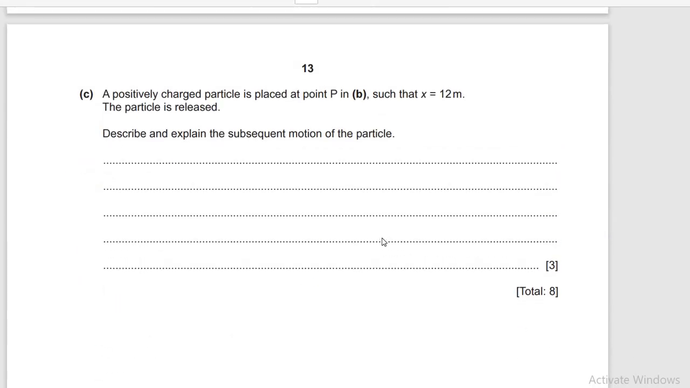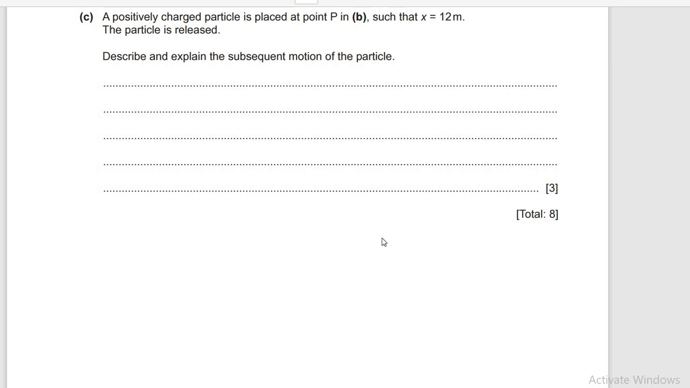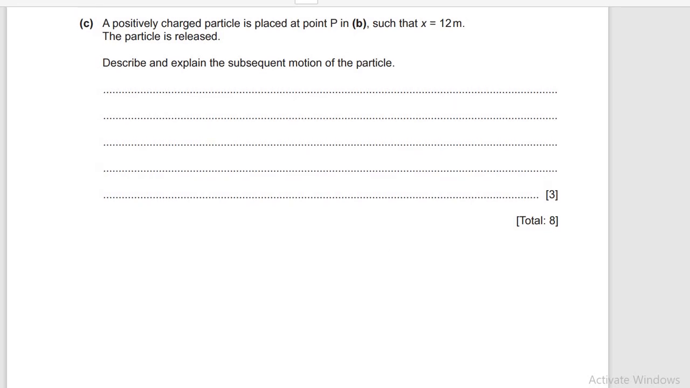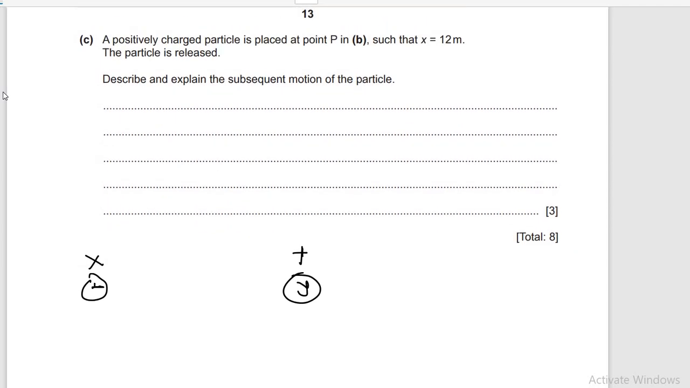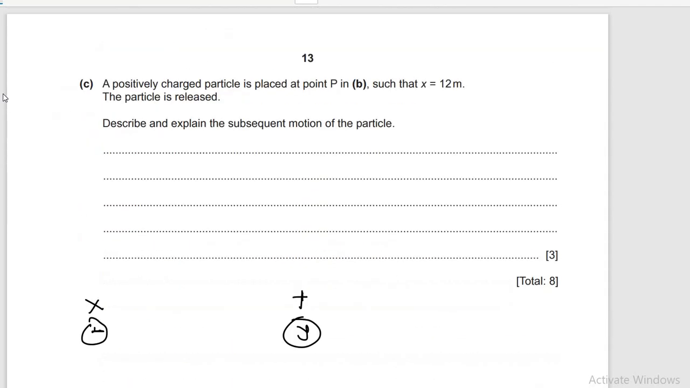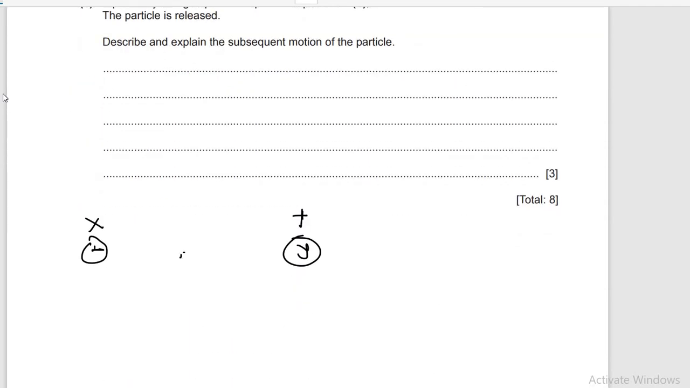Okay, this is what they're trying to say. This is x, this is y. The charge of x is negative, and y is positive. Let's say particle P is here and it's positive. That particle will be attracted by the negative charge in this direction.